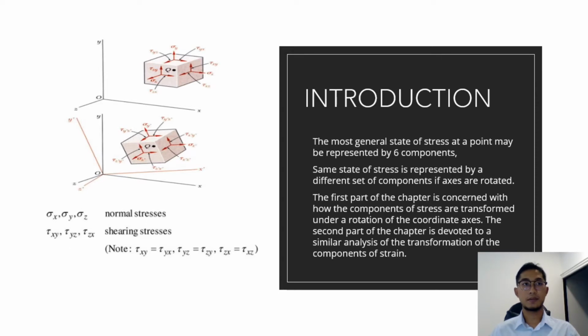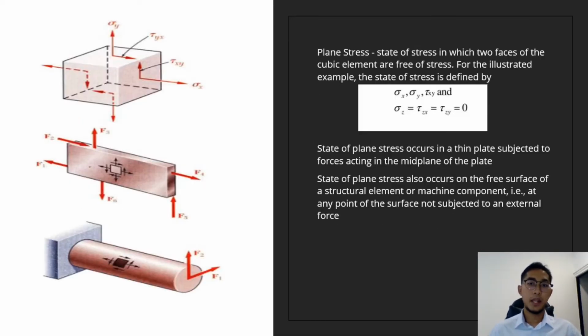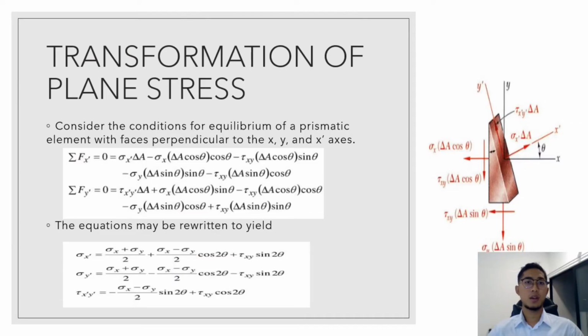The second part of the chapter is devoted to a similar analysis of the transformation of the components of strain. State of plane stress occurs in a thin plate subjected to forces acting in the mid-plane of the plate. State of plane stress also occurs on the free surface of a structural element or machine component, for example, at any point of the surface not subjected to external forces. So we move to the next one, which is transformation of plane stress.